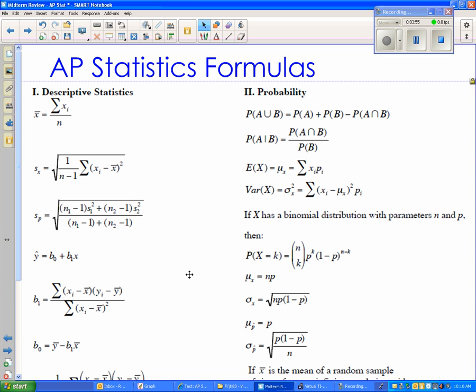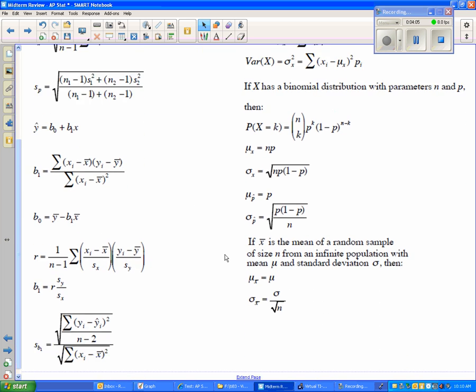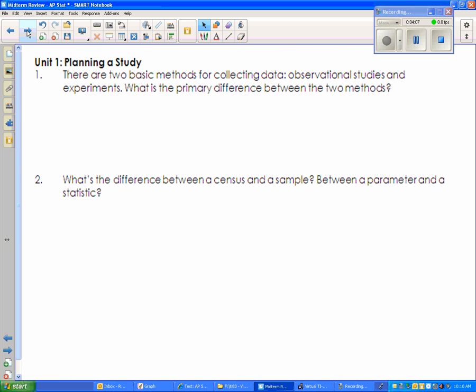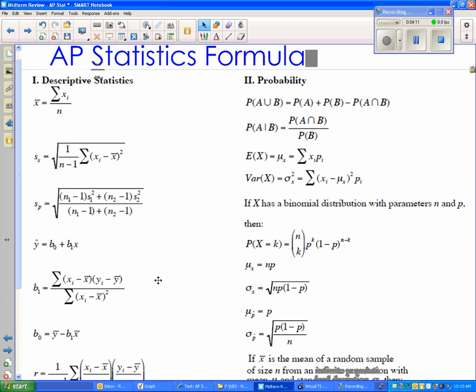So getting back to the actual midterm review, you'll notice that we have a number of formulas. I will provide these formulas. These are the formulas that are given to you on the AP exam. I think there's several pages of formulas for the AP exam, but we haven't gotten to a lot of the formulas yet. So in terms of descriptive statistics, you do need to recognize what all of these statistical symbols represent.